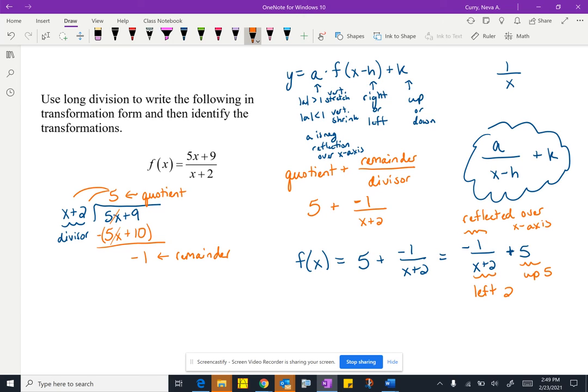So again, hopefully this is taking you through the process of how you can use long division, remembering like where the different pieces go. It's the quotient plus the remainder over the divisor. And then if we think about how that is related to a divided by (x minus h) plus k.